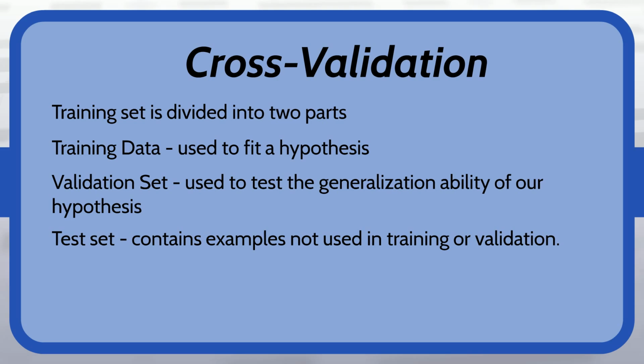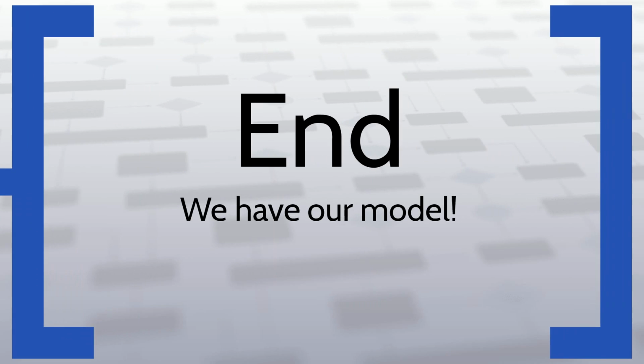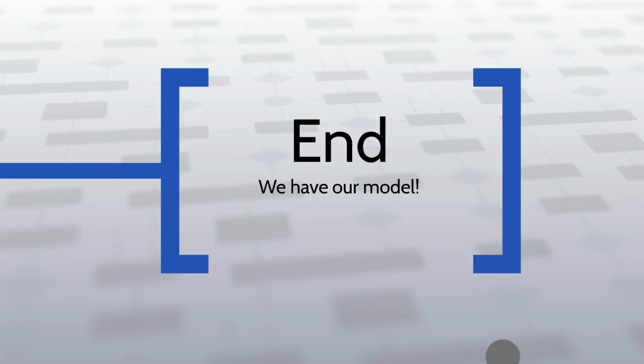So if you're needing to report error, you should probably divide the set into 3 parts. The training data to fit a hypothesis, the validation set to test generalization ability and make sure that we have picked the right hypothesis class, and then ultimately a test set to demonstrate the amount of error. So this is going to bring us to the end. We have our model once we've done this process.